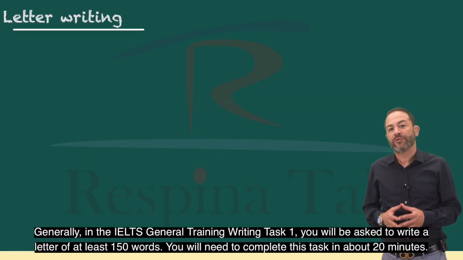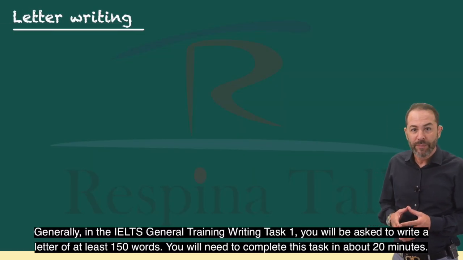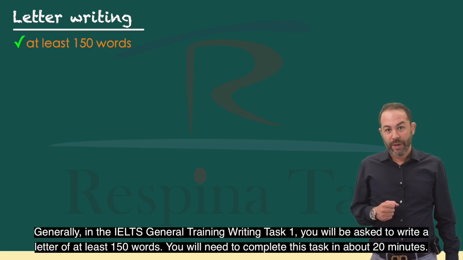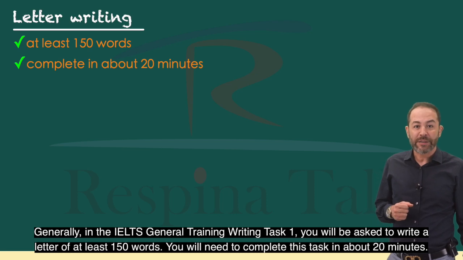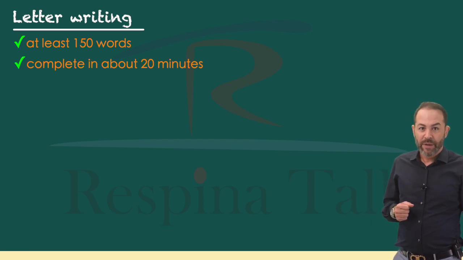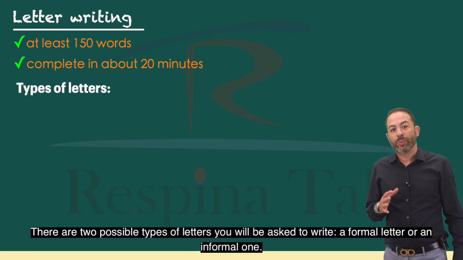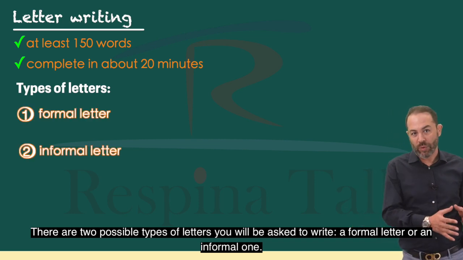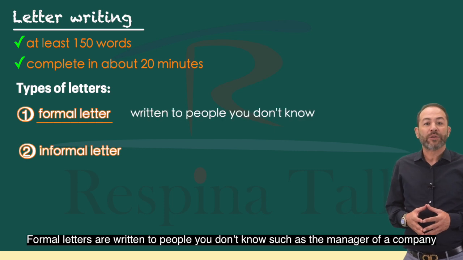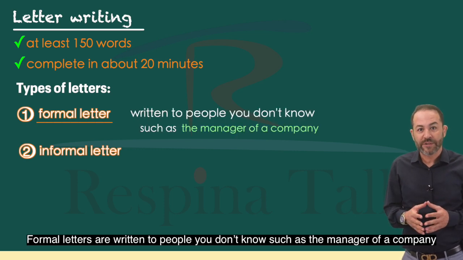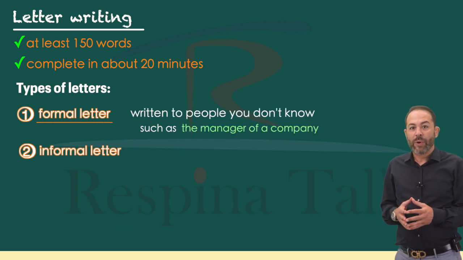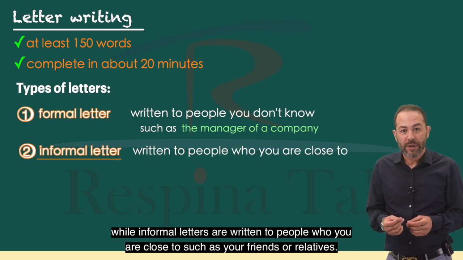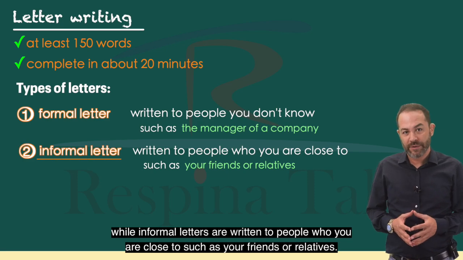Generally, in the IELTS General Training Writing Task 1, you'll be asked to write a letter of at least 150 words. You will need to complete this task in about 20 minutes. There are two possible types of letters you'll be asked to write: a formal letter or an informal one. Formal letters are written to people you don't know, such as the manager of a company, while informal letters are written to people who you are close to, such as your friends or relatives.